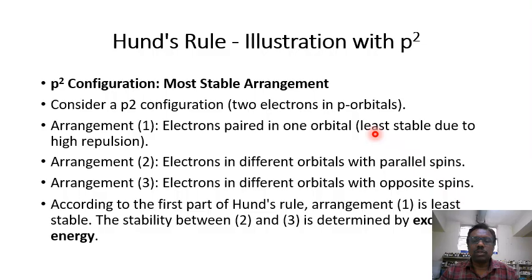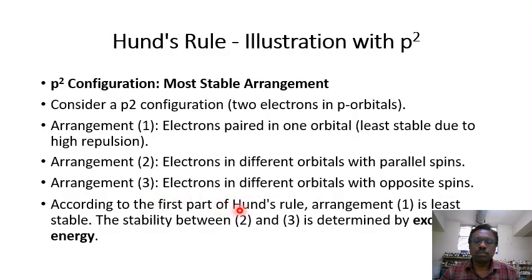Hund's rule, illustration with p2 electronic configuration. P2 configuration, most stable arrangement. Consider the p2 configuration with the 2 electrons in the p orbitals. Arrangement 1: electrons paired in one orbital, that is least stable due to high repulsion. Arrangement 2: electrons in different orbitals with parallel spins. Arrangement 3: electrons in different orbitals with opposite spins.